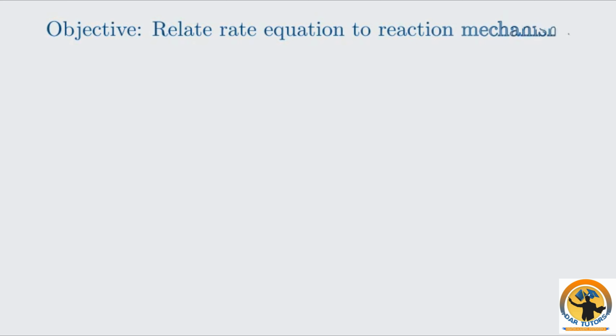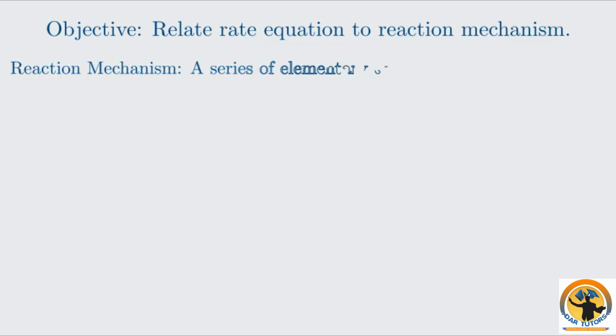Now let's see how they connect to the concept of a reaction mechanism, a series of elementary steps. Our objective is to relate reaction orders from a rate equation to the elementary steps in a mechanism. Most chemical reactions are not a single-step collision. They occur in a sequence of simpler steps called elementary steps. The entire sequence is called the reaction mechanism. For example, the decomposition of ozone likely involves 2 elementary steps.